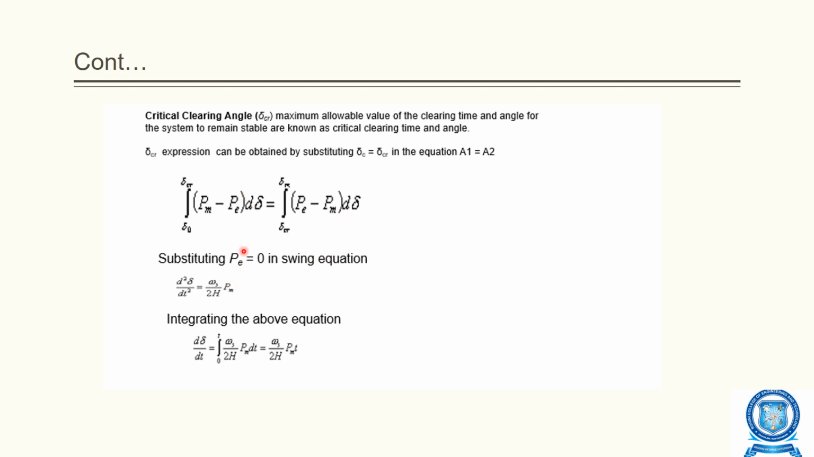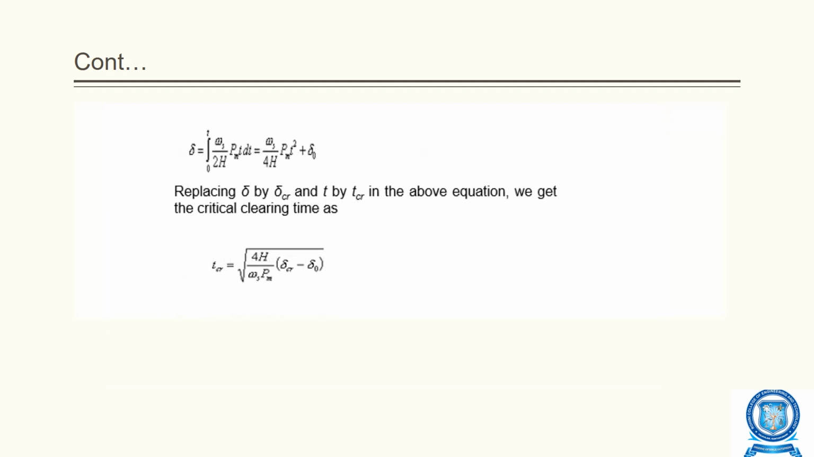Substituting Pe equal to 0 in the swing equation, d square delta by dt square is equal to omega s by 2H into Pm. Integrating the above equation, d delta by dt is equal to the integral from 0 to t of omega s by 2H Pm dt, which is equal to omega s divided by 2H into Pm t. Replacing delta by delta cr and t by tcr in the above equation, we get the critical clearing time. Tcr is equal to the square root of 4H (delta cr minus delta naught) divided by omega s Pm. This is the critical clearing time.